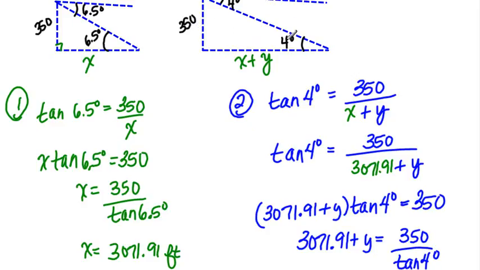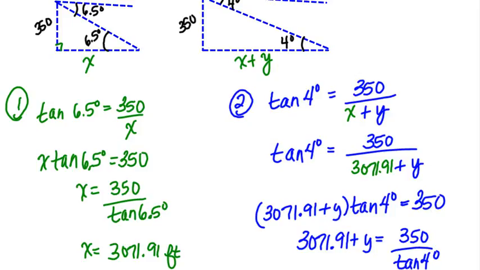Now, the other triangle that we've taken apart from that bigger picture is the 4-degree angle of depression, which is again the angle of elevation. And the total distance to that ship is x plus y. So we have tangent of 4 degrees is opposite, which is 350 over x plus y. Well, we know what x is, so we can make the substitution for x. So we get tangent of 4 degrees is 350 over 3071.91 plus y.